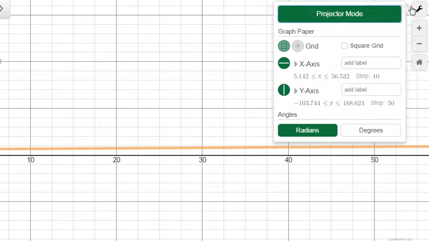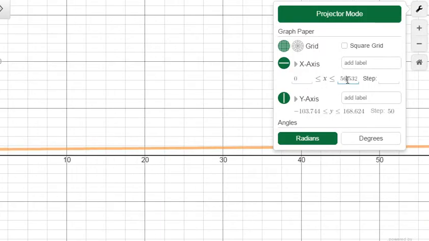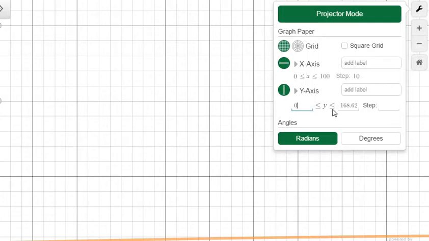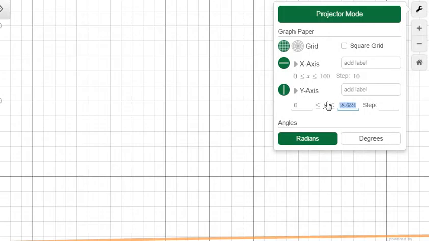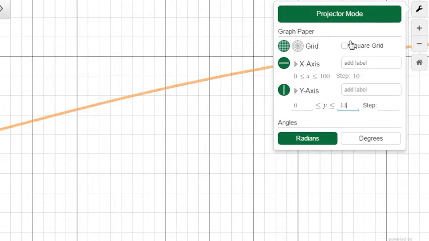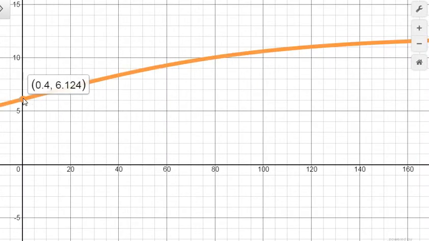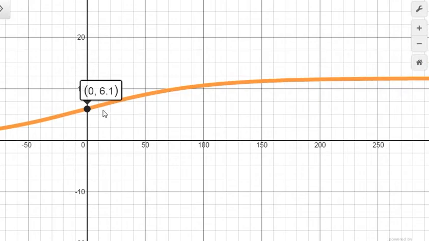Let me see if I can adjust the window a little bit. On the x-axis, we'll go from 0 to, say, 100. And on the y-axis, we'll go from 0 to 13. Okay. So the population starts out around 6.1, but then it levels off. And you can kind of see the shape of this function. So where does it level off? Well, that's a good question.